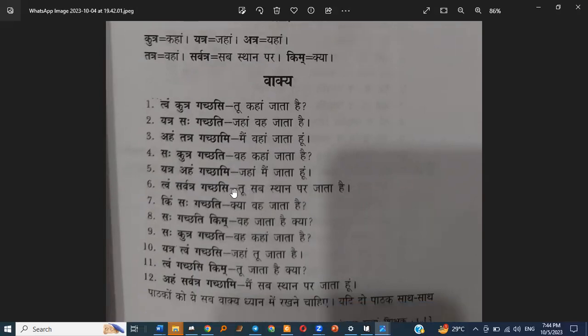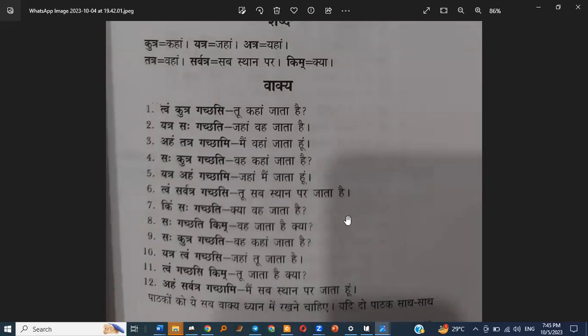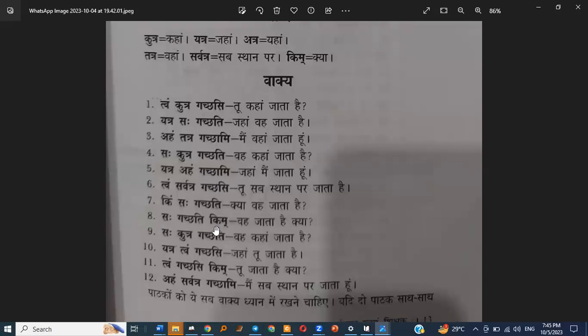Yatra aham gachhami, where I am going. Tvam sarvatra gachhasi, you are going everywhere, or you go to every place. Kim saha gachhati, does he go? You know, kya vah jata hai, does he go. Saha gachhati kim, the same thing, just kim is put at the end. So, does he go. Saha kutra gachhati, where is he going, vah kahan jata hai.